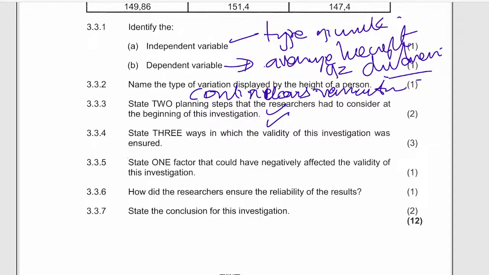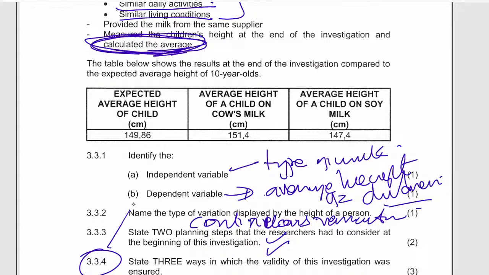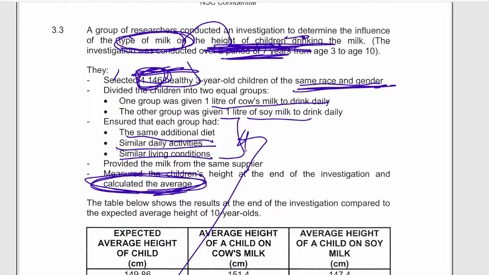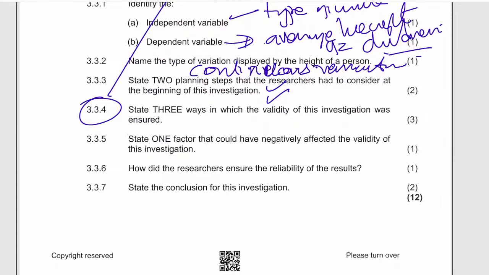All right. Then you're saying, state 3 ways in which the validity of this investigation was ensured. The validity of the experiment was ensured in 3 ways. Number 1, they talked about them here. So the answer here is that they used the same additional diet, similar daily activities, and similar living conditions. That was to ensure that the validity is done there.